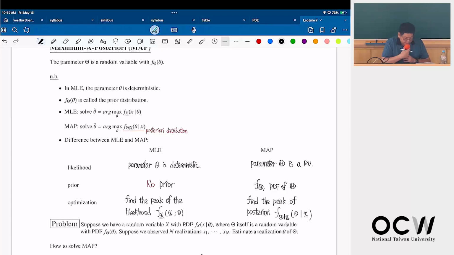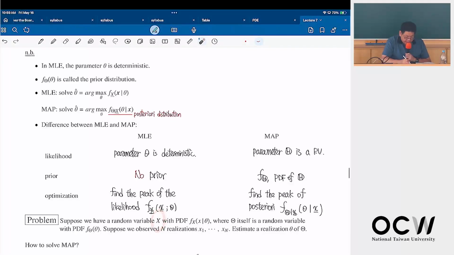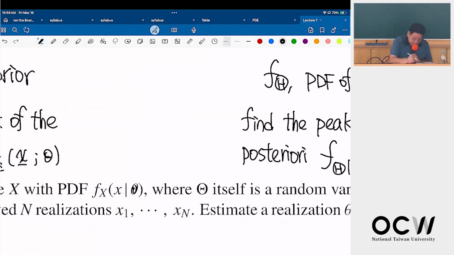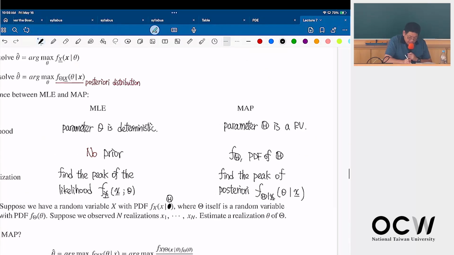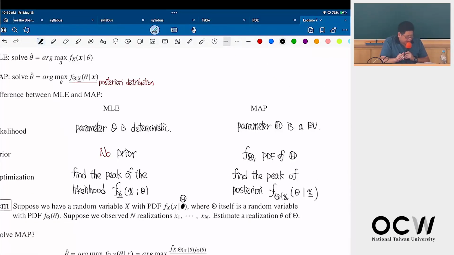So suppose we have a random variable x. With the PDF of x given theta, now theta is a random variable. And I also have the PDF for theta. We observe n realizations, x1 to xn, and we also want to estimate the realization of this random variable theta.